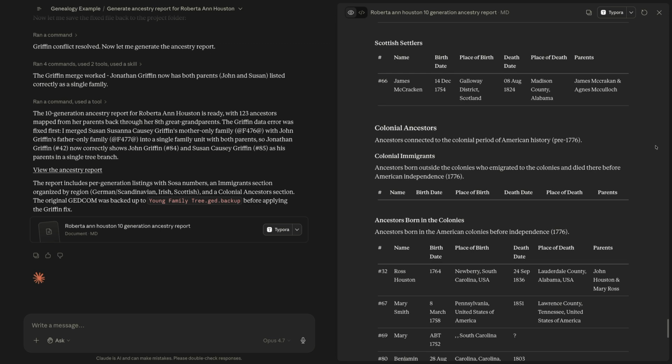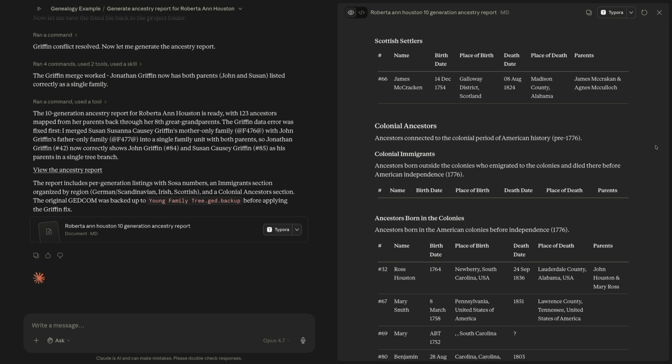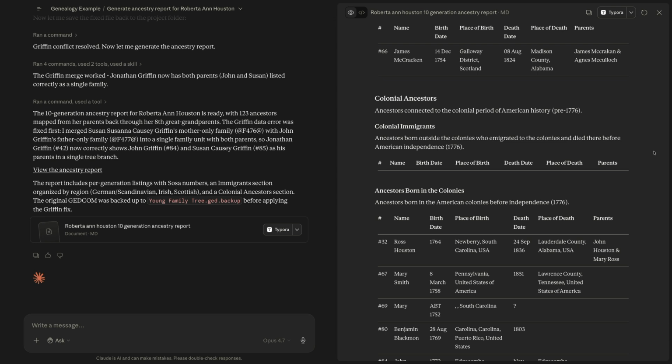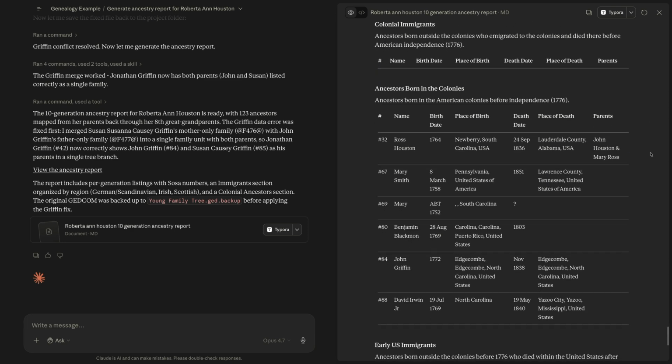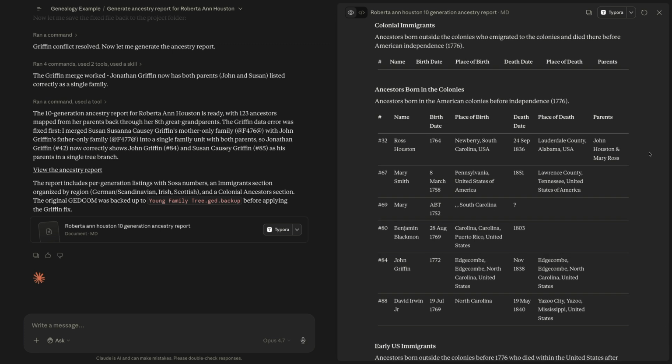And I've got this other section, colonial ancestors. These are folks related to the U.S. War of Independence, our Declaration of Independence. So this shows people who were born in the colonies, lived their entire lives there, and died before American independence. In this case, there's nobody. On my dad's side, there are folks who fall in this category. And then we have folks who were born in the colonies before independence and died in the U.S.